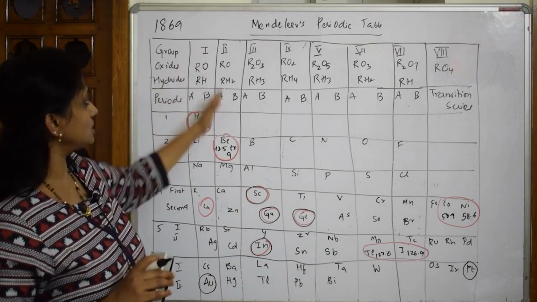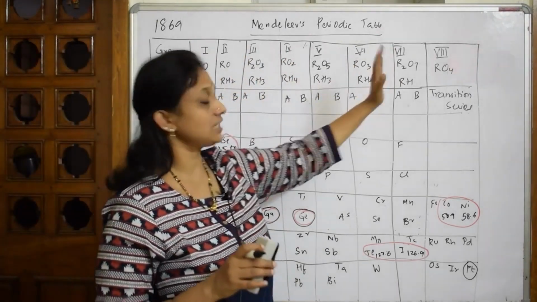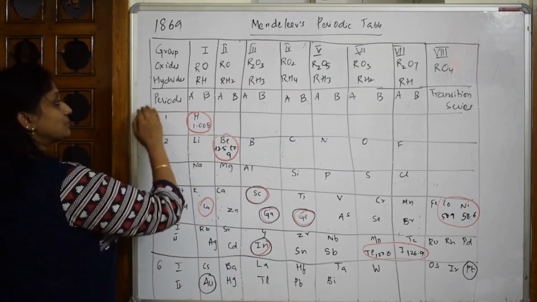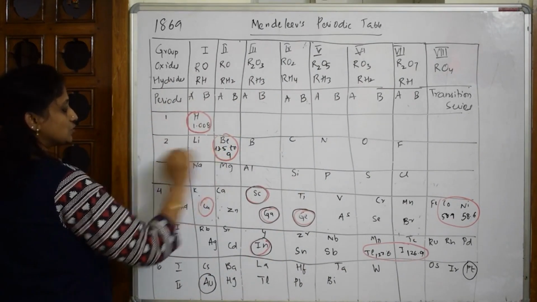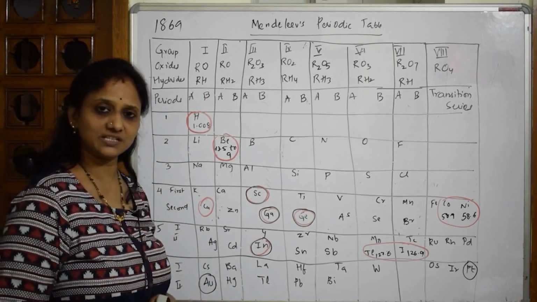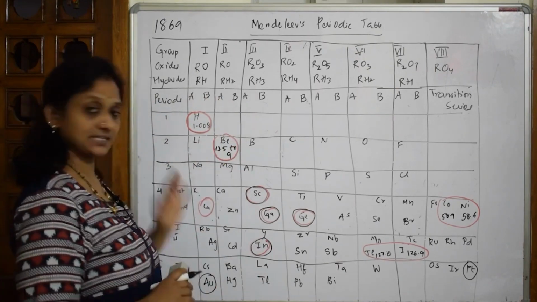So vertical would be 1, 2, 3, 4, 5, 6, 7, 8. 8 groups. Then he has divided the horizontal periods. 1, see here, 1, 2, 3, 4, 5, 6. Basically 7th, the lanthanides, whatever this, he could not discover that. So 8 and 6. Done.